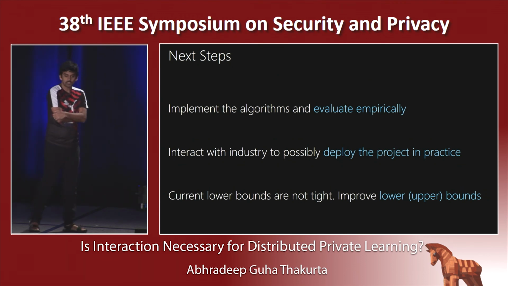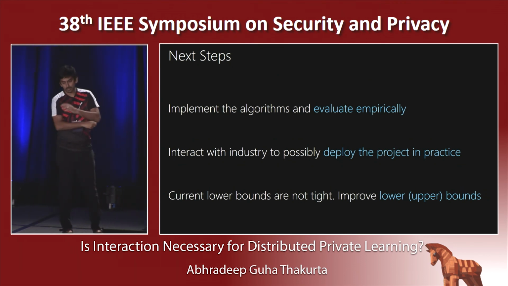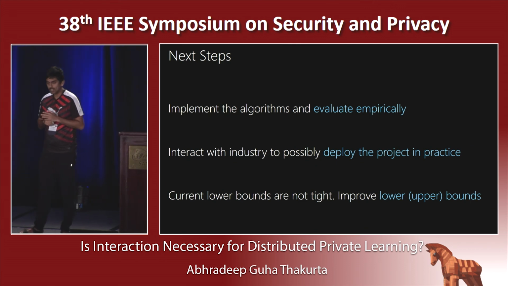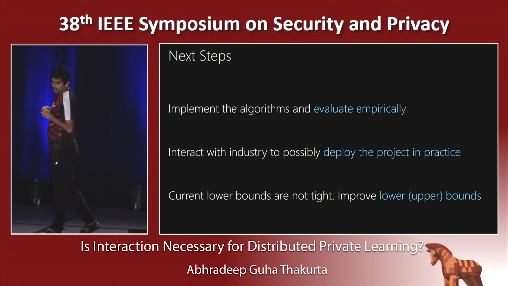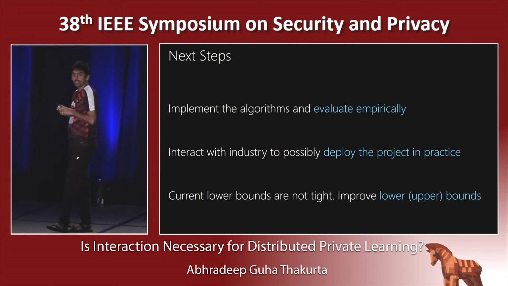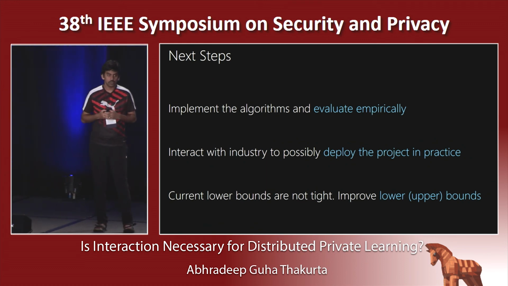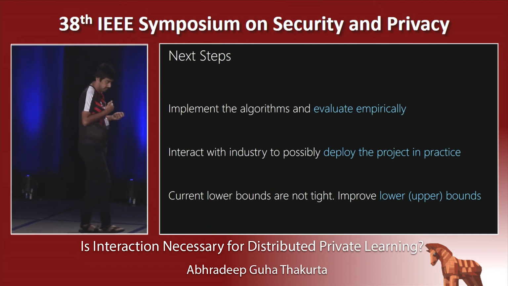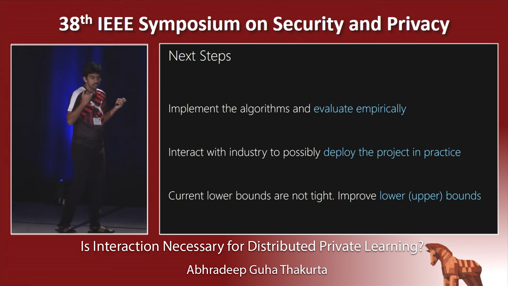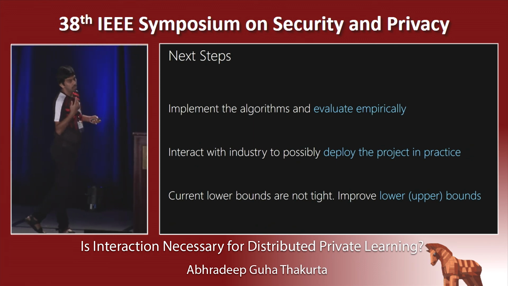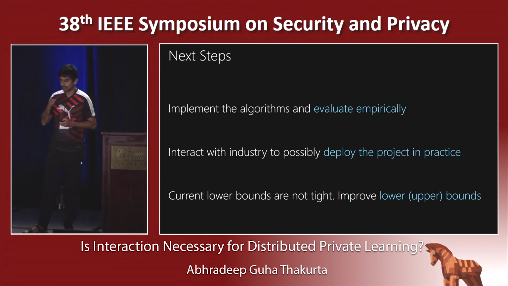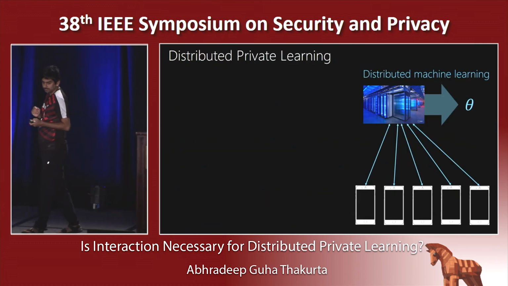Now to end, our next steps: we want to implement these algorithms. Right now it is theoretical work, and we want to evaluate empirically. We want to interact with industry and possibly deploy them in practice. Our current lower bounds are not tight. We hope the lower bounds are tighter, so either we want to improve the lower bounds or we improve our algorithms. I think the former is more plausible.